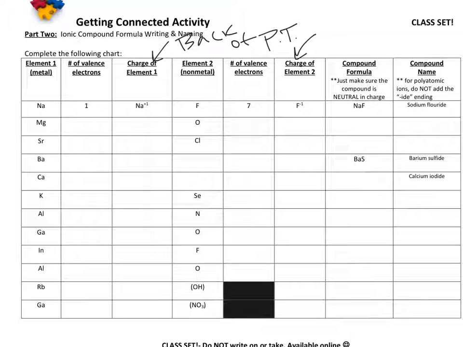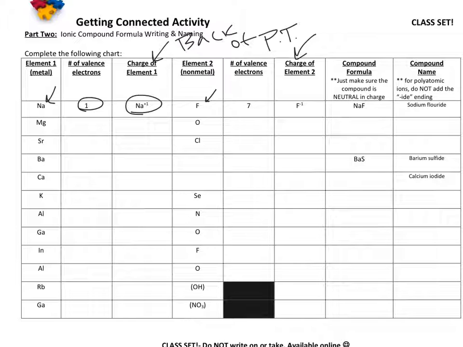So we're going to hook up sodium, which is a metal, with fluorine, which is a nonmetal. So sodium is in group 1A, and so he's got one valence electron. If we look at the back of the periodic table, we can see that sodium is going to have a +1 charge, right? He's on that weak side with very low attraction and low ionization energy. So he's going to lose that electron and become a +1 charge.